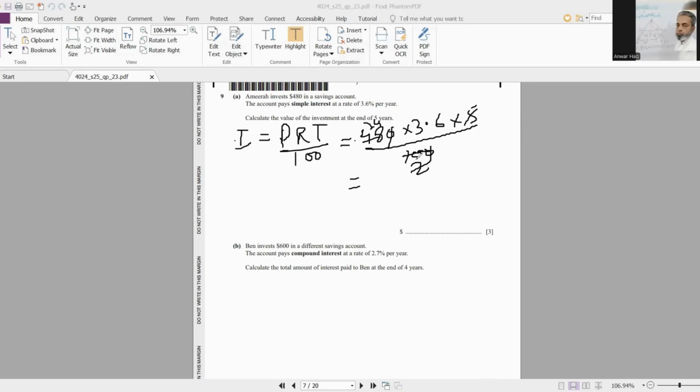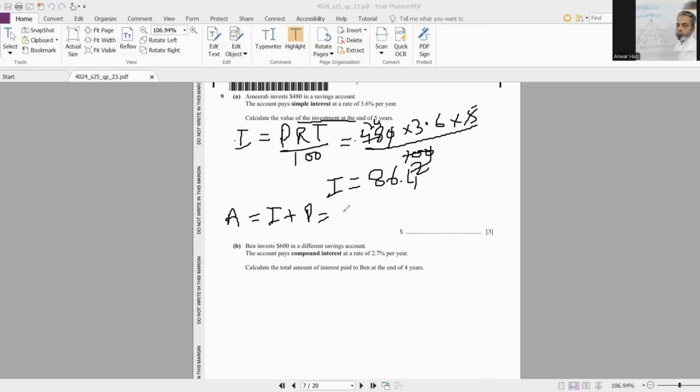24 multiplied by 3.6. Okay, the answer is 86.4. This is the simple interest, I equals 86.4. But he is asking for the value of the investment at the end. So the investment value is the amount, A equals P plus I.